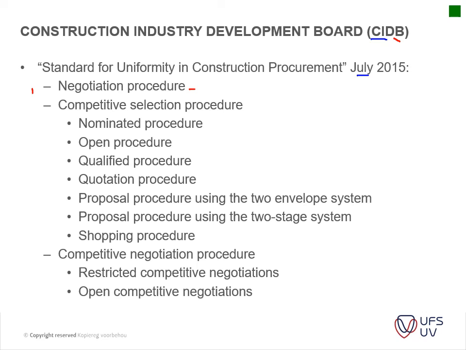And then you've got your competitive selection procedures, where you have a nominated procedure, where you nominate a certain number of contractors and they can tender on the project. Only those contractors can tender. And then the one mostly used by government is the open procedure, where it's an advert and any contractor that adheres to the requirements can tender on this project. Then you have your qualified procedure, where you only invite contractors that are qualified, so they screen in the pre-tender period.